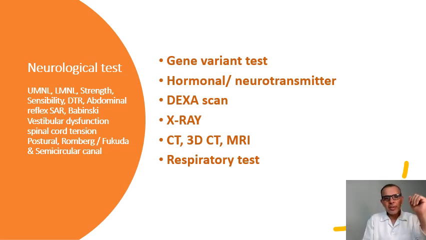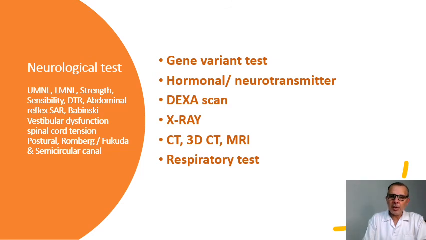Then we go to the neurological test to find any upper motor neuron lesion, lower motor neuron lesion, strength of the muscle, sensibility, somatomotor, deep tendon reflexes, abdominal reflexes, especially the superficial abdominal reflexes. Try to do small things, like the fast Babinski sign, vestibular dysfunction by using the postural Romberg and Fukuda's, semicircular canal, nystagmus evaluation. All this very small, non-invasive stuff that you can obtain in the clinic will give you the big picture about the case that you're dealing with.